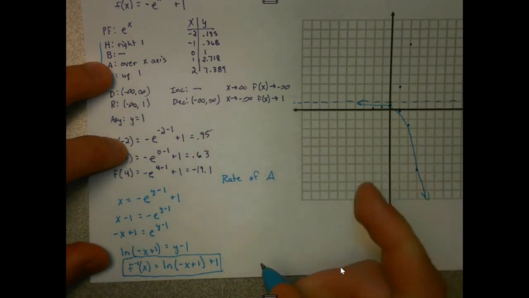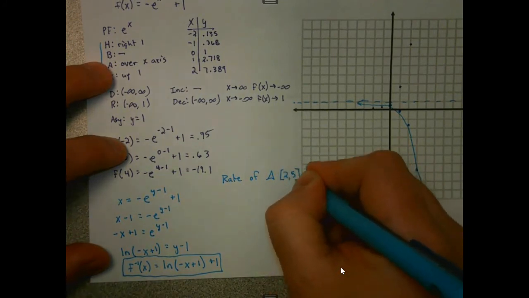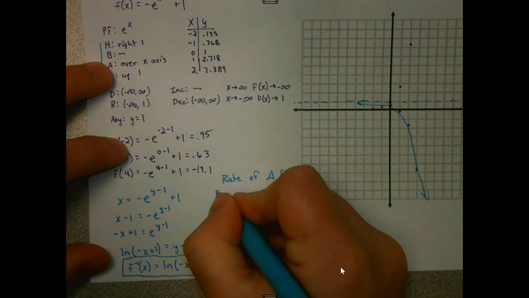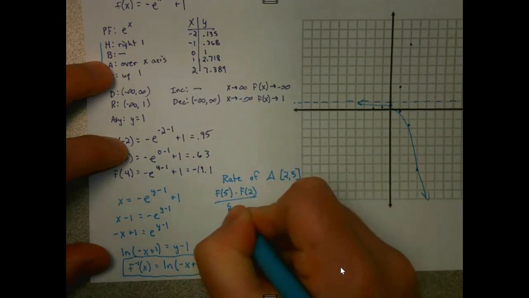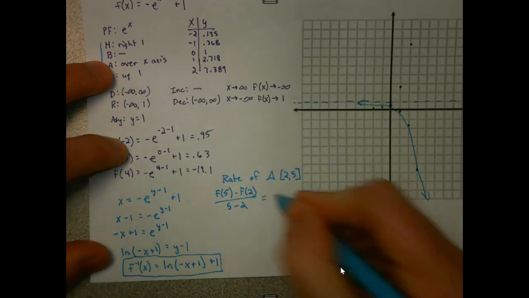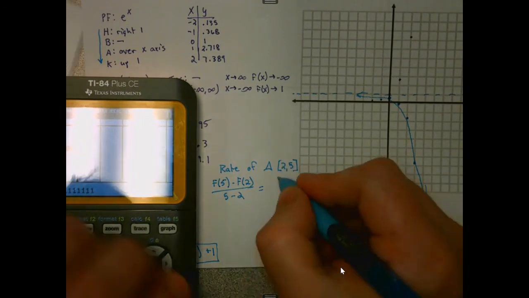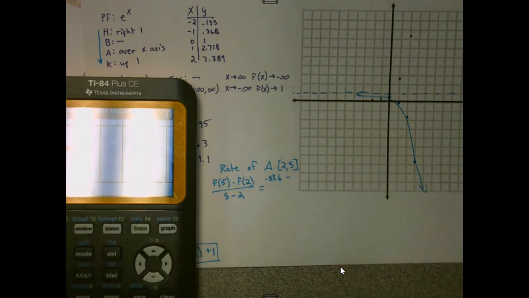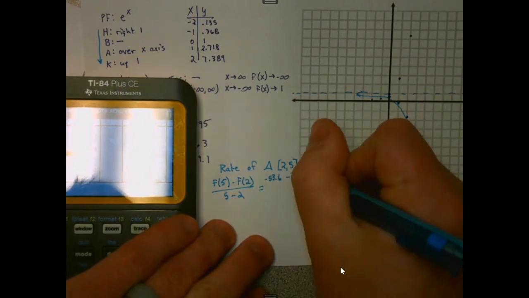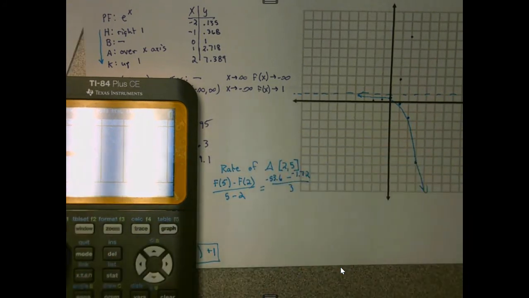And that was from 2 to 5 was your rate of change. So that's, again, f of 5 minus f of 2 over 5 minus 2. So using our table here, f of 5 is negative 53.6. f of 2 is negative 1.72. And 5 minus 2 is 3.